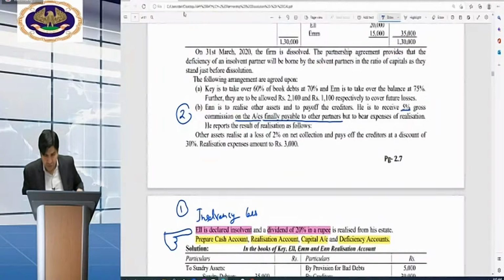Now, moving to the next part. Sir, how do we know realization expenses are borne and paid by the partner? Beta, he is saying clearly, he is to receive commission. For this, he has to bear. If he has to bear, it means it is an expense on his part. Okay, beta? That's the reason.